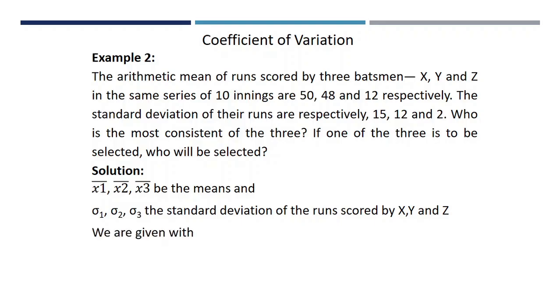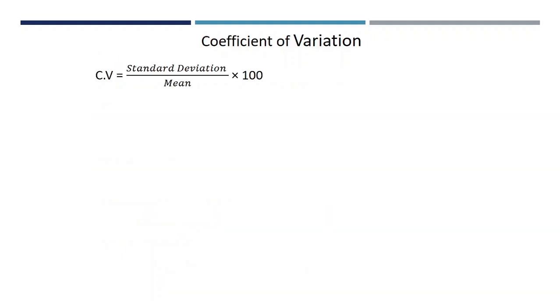We are given n as 10 and x1 bar as 50, x2 bar as 48, x3 bar as 12. Sigma 1, the standard deviation of x, is 15, sigma 2 is 12, sigma 3 is 2. Now, according to the formula, coefficient of variation is standard deviation divided by mean into 100.